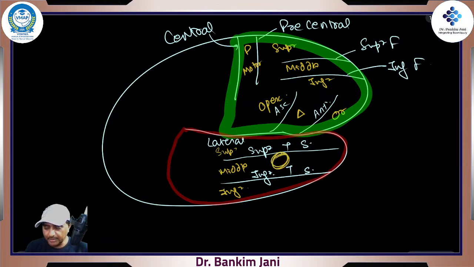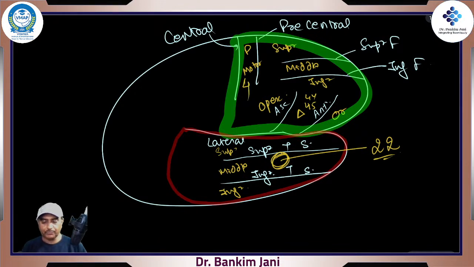Remember area 22, that would be over there. Over here, that was area 44 and 45, and motor was area number 4, right? Speech, Broca's area, 44, 45. They are also called the Broca's area.